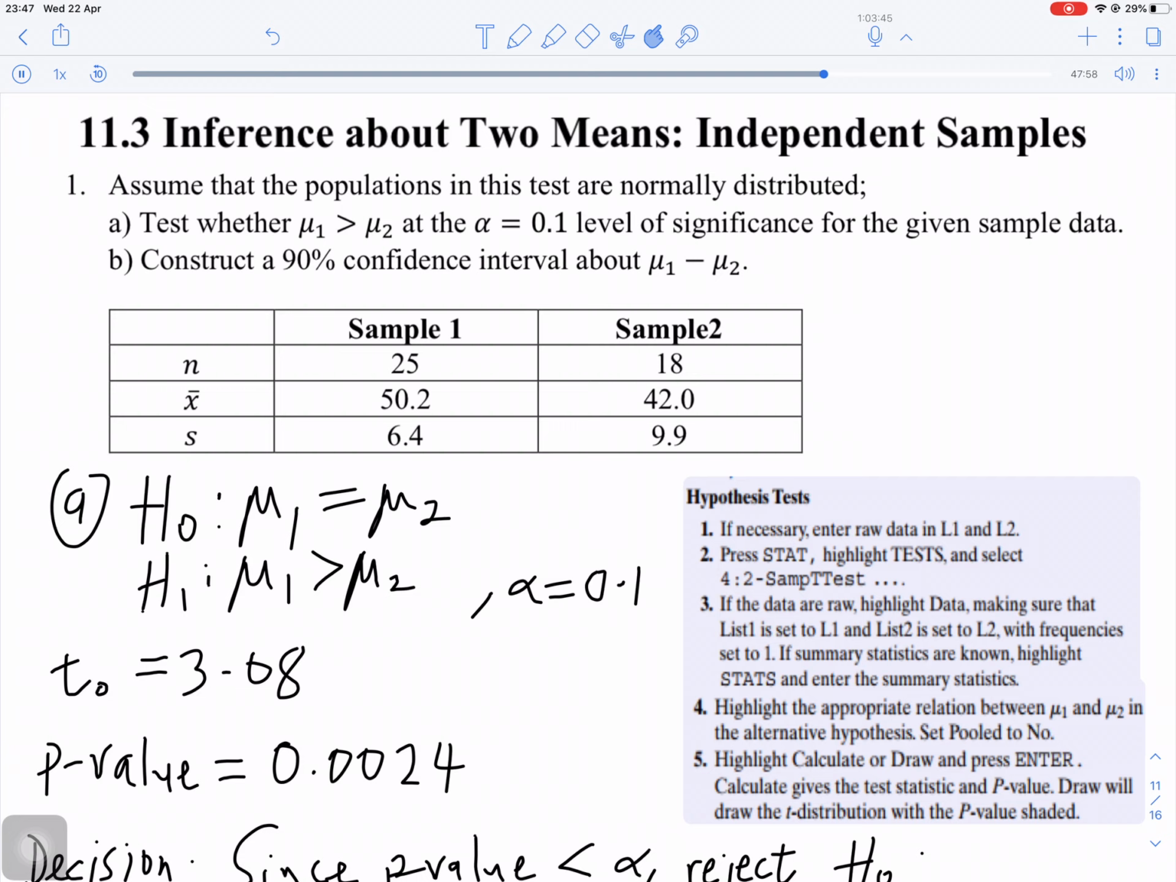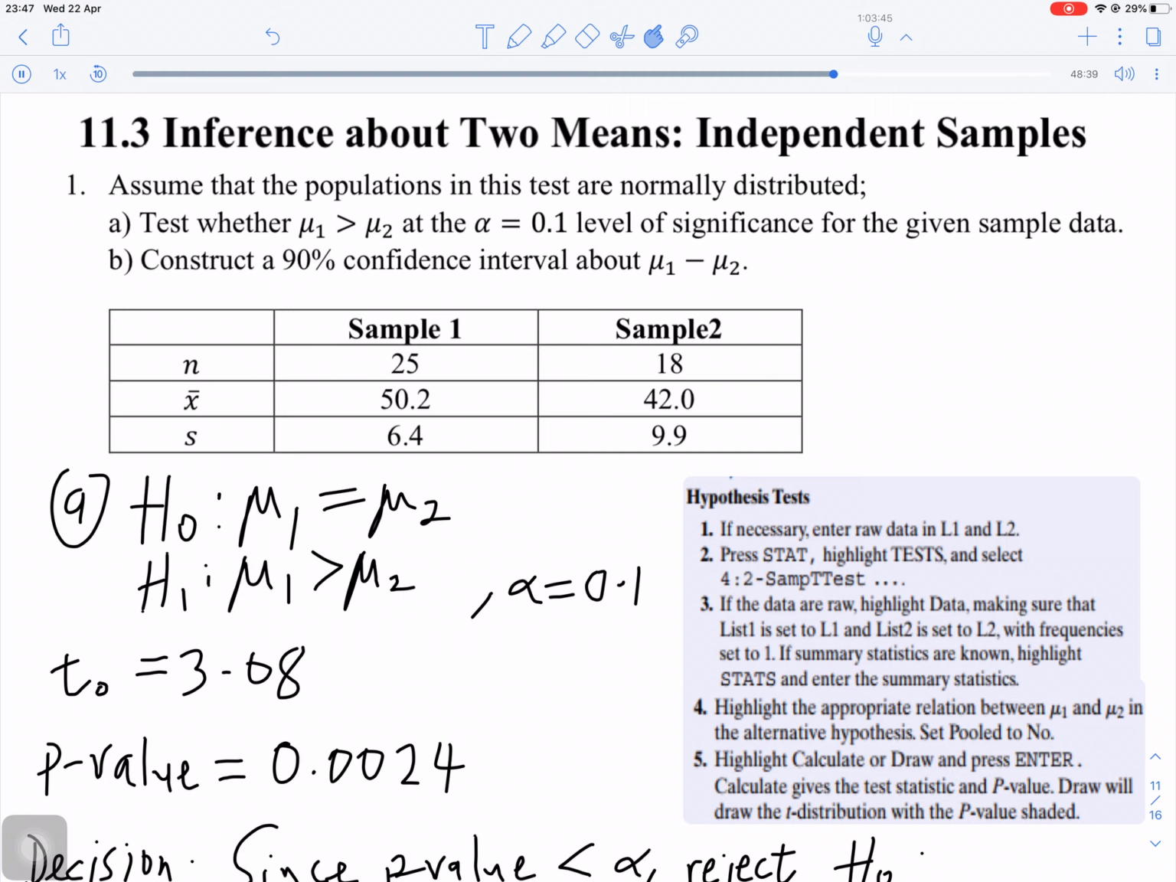Okay, welcome to section 11.3, where we look at inference about two means. In this case, we are looking at independent samples, or independent sampling. Whatever we do in this section, in terms of finding the test statistic and the confidence interval, is different from what we did under 11.2, because here we are dealing with independent samples. It means whatever we have in the first sample is not influenced by what we have in the second sample. So we need to treat this differently.